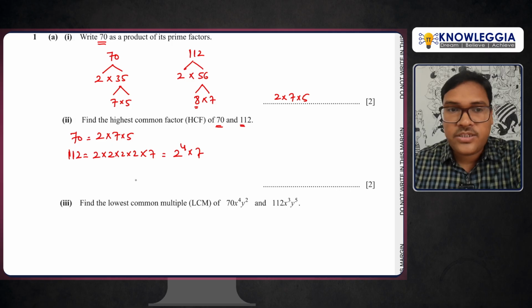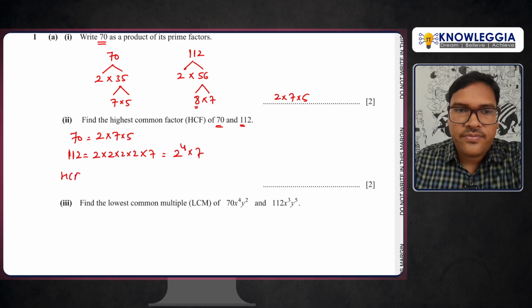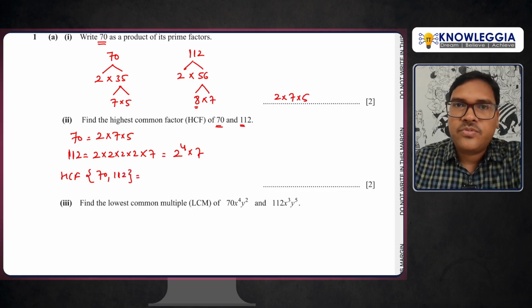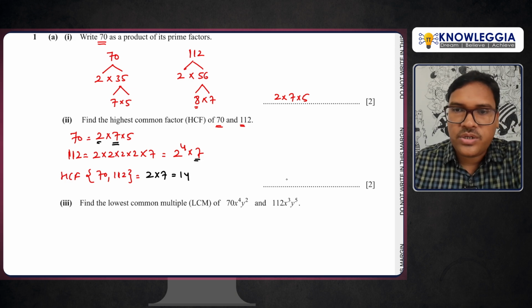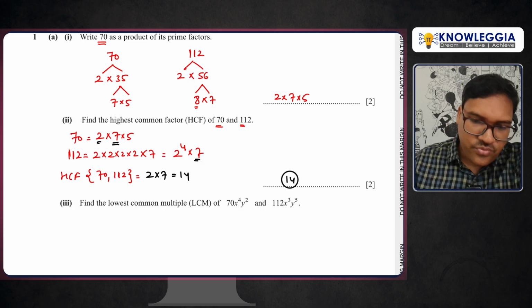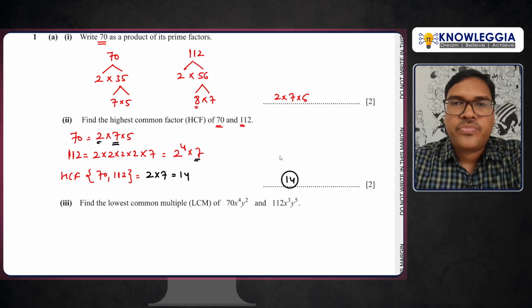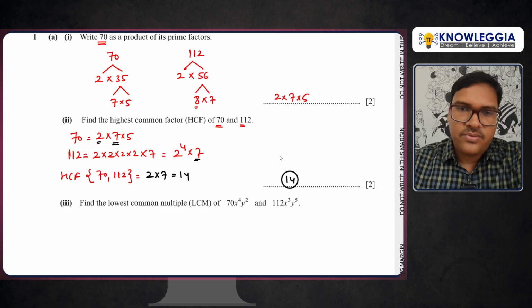Now for the HCF of 70 and 112, we will take what is common between them. The common values are 7 and 2, which is common here, right? So this is 2 into 7, which is equal to 14. So what is the answer? This is equal to 14. That is the highest common factor. For highest common factor we take the common value.